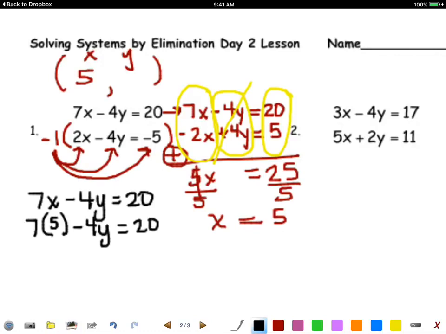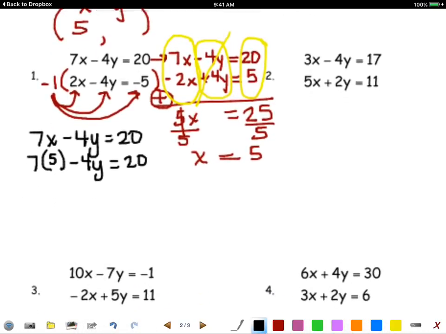So I have to do the multiplication first. 7 times 5 is 35. Bring down the minus 4y equals 20. And then you've got to get rid of that number that you just got. How do you get rid of it?